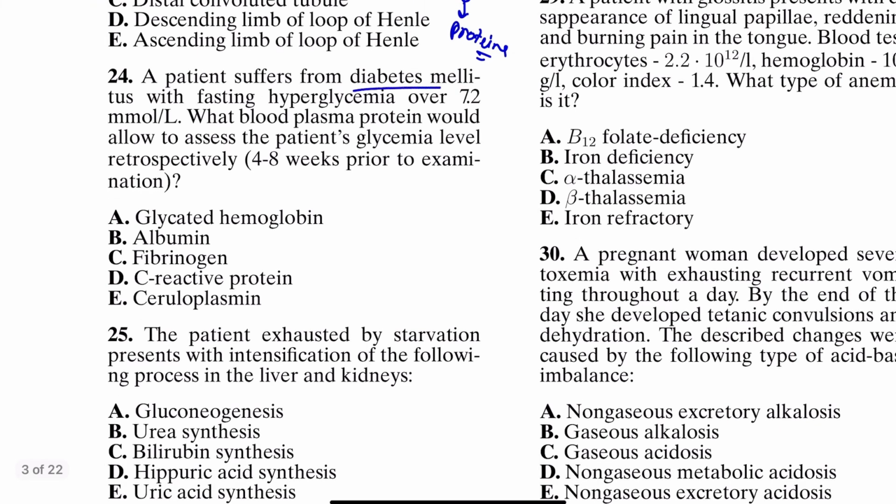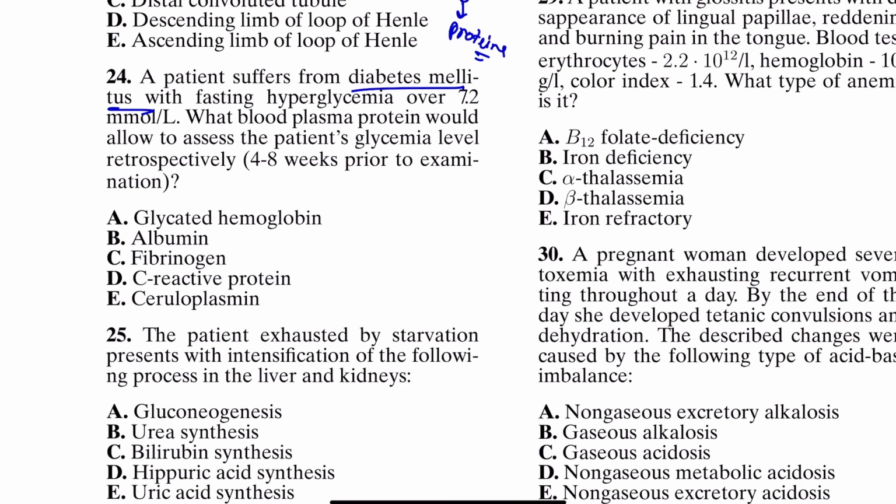Here we see someone suffering from diabetes and has fasting hyperglycemia 7.2. What should we use to assess his glycemia or blood glucose levels for 8 weeks prior to the examination? So if he comes to the clinic, how do we know his glucose levels 2 months before the clinic?